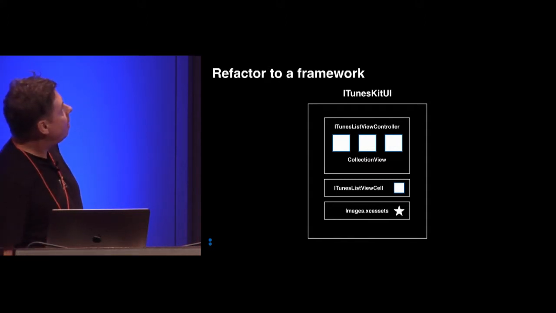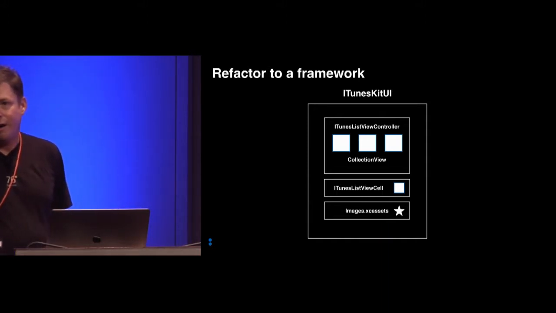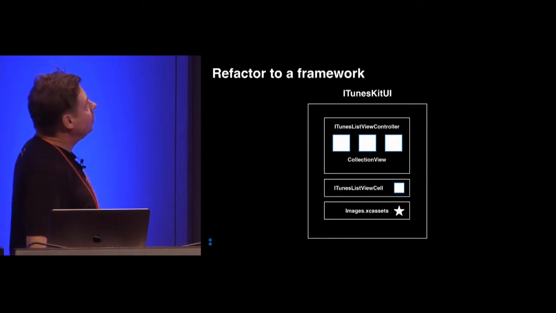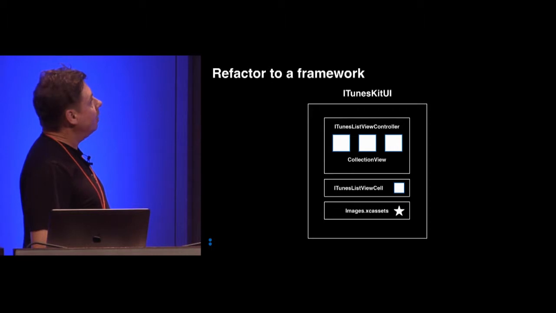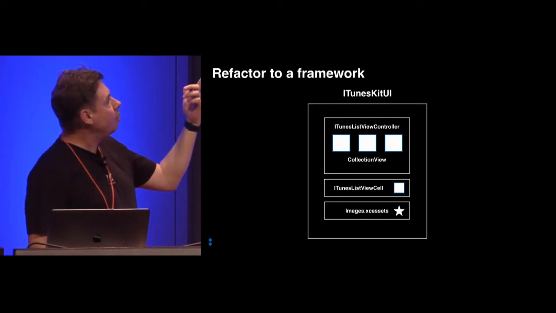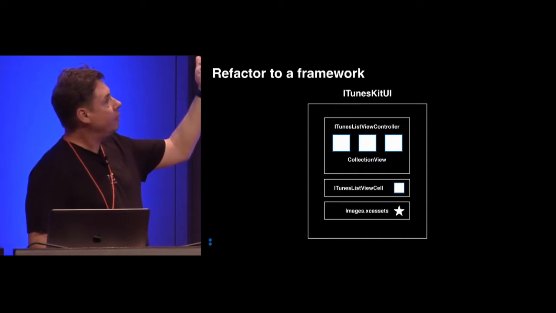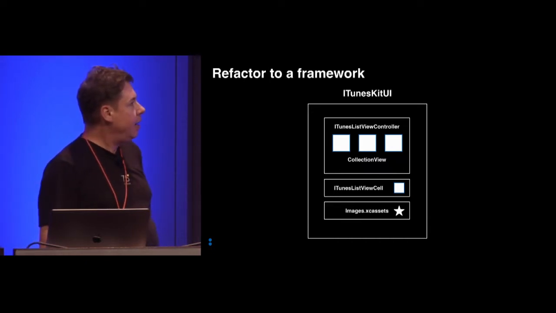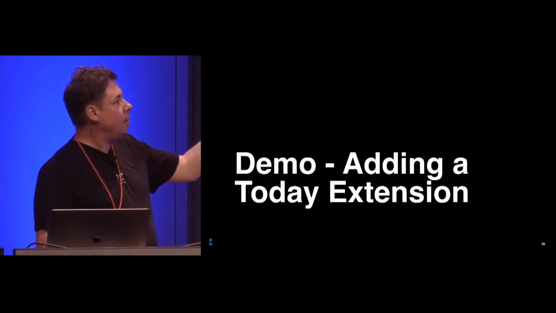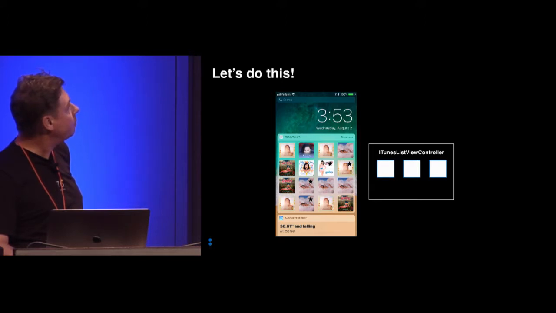We also look at the Today extension and say, it looks an awful lot like our list. Maybe we can reuse some of that. So we decide that we want to build iTunes Kit UI. Inside of it, we're going to create an iTunes list view controller, and it will have the collection view. Of course, we'll have the cell that we use, and we'll even include an asset catalog that has that star image that we looked at.